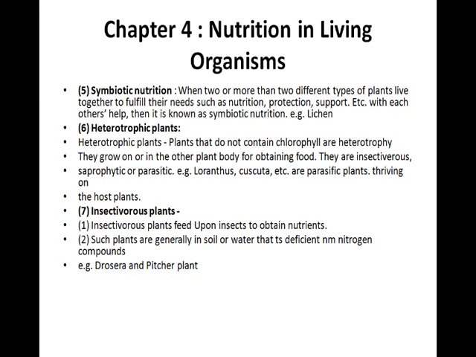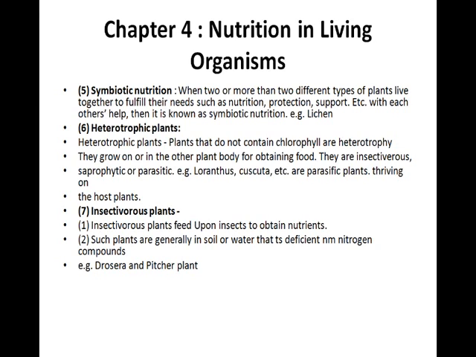Now what is heterotrophic? When we are talking about the mode of nutrition, there are two types of nutrition. One is autotrophic and one is heterotrophic. Autotrophic are those organisms which prepare their own food, while heterotrophic are those organisms which are dependent on other organisms for their food. Plants are very commonly known as autotrophic, but animals are commonly known as heterotrophic.